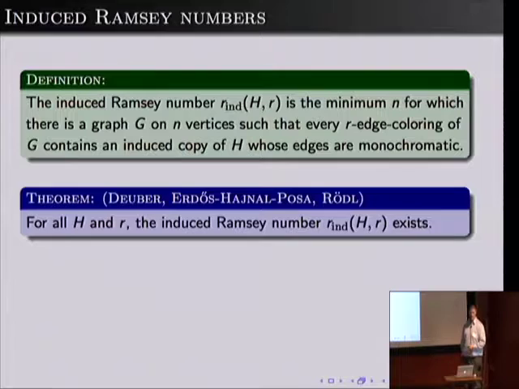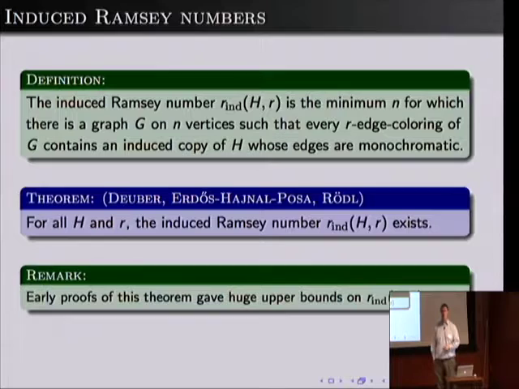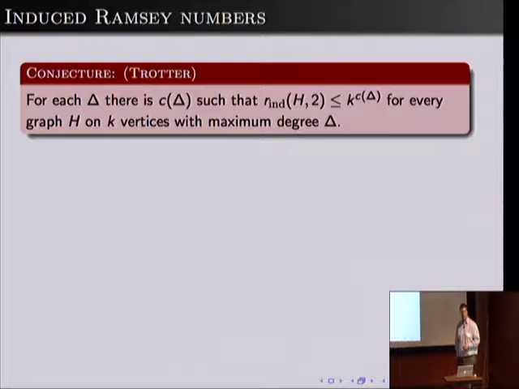And this was independently proved by Deuber, Erdős, Hajnal, Pósa, and Rödl, showing that these numbers exist. This is the induced Ramsey theorem. The early proofs of this theorem gave really huge upper bounds on these induced Ramsey numbers, some of them Ackermann type, some of them tower type, but really big bounds. But there are a couple of conjectures that say the bound should be much more down to earth. There's a conjecture of Trotter that for bounded degree graphs, the induced Ramsey number should be at most polynomial in the number of vertices. He only conjectures for the two-color case, but of course it should also hold for more colors.